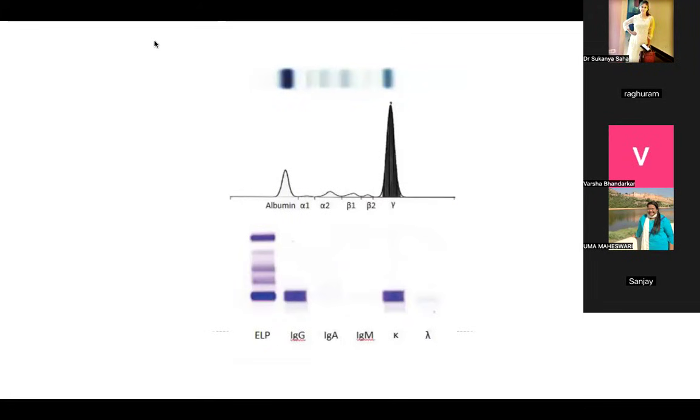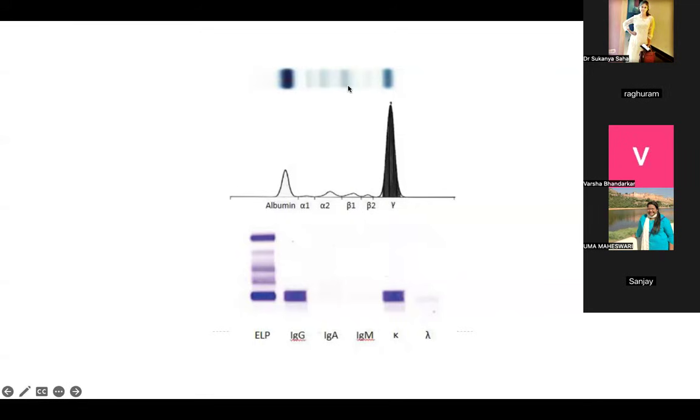Okay, so Dr. Poonam, what do we see here? This is a serum protein electrophoresis curve showing a gamma peak, and the below one is an immunofixation assay where we are seeing a kappa light chain restriction. Yeah, so basically you have a serum protein electrophoresis and serum immunofixation, right?